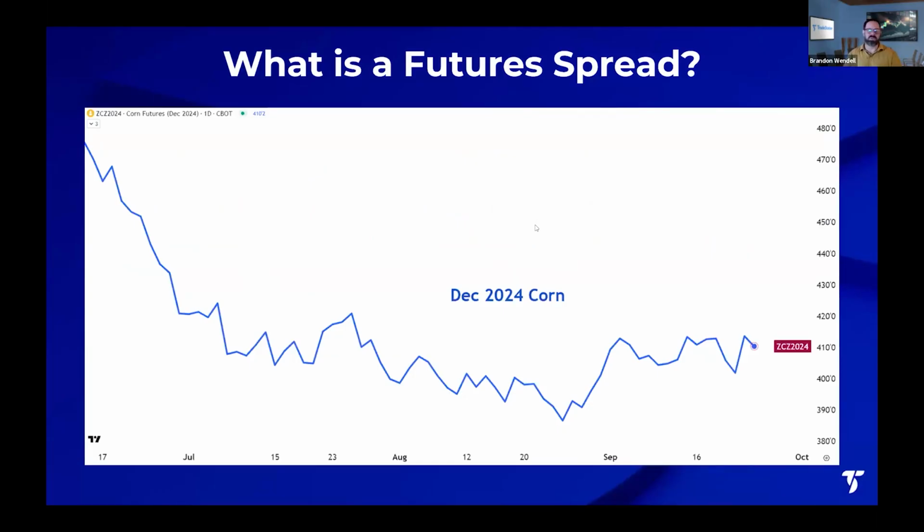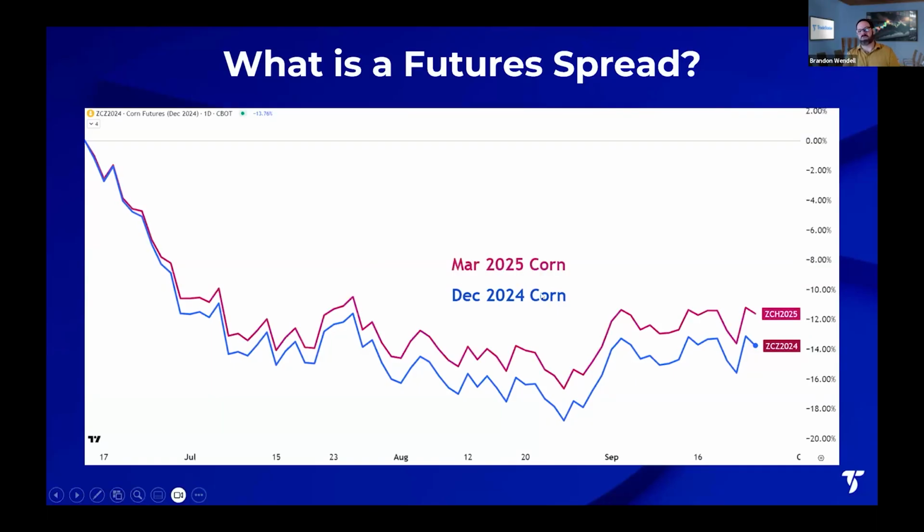So basically, what is a future spread? Well, here I've got December 2024 corn, and it's just a single chart. Okay, well, if you take a look at a related contract, March 2025 corn, they're both corn contracts, right? They're trading the exact same thing. It's corn. The only difference between the two is the fact that the months of expiration are off by 3 months. December expires quicker than March, obviously. And what you'll notice is that they are not the exact same price.